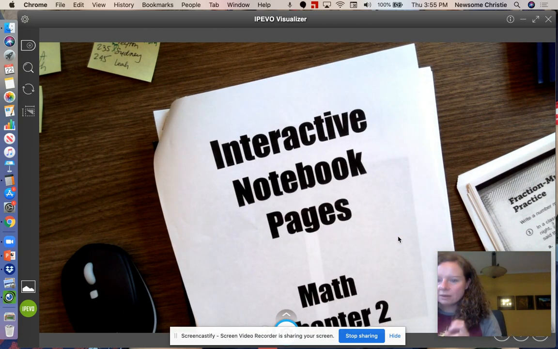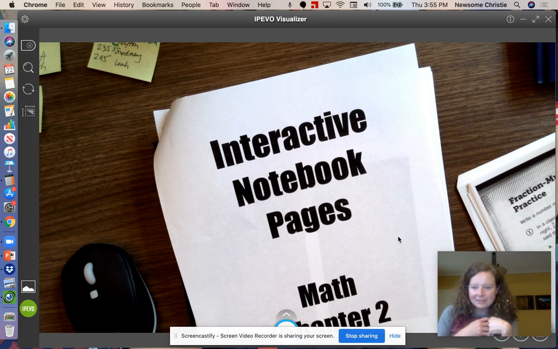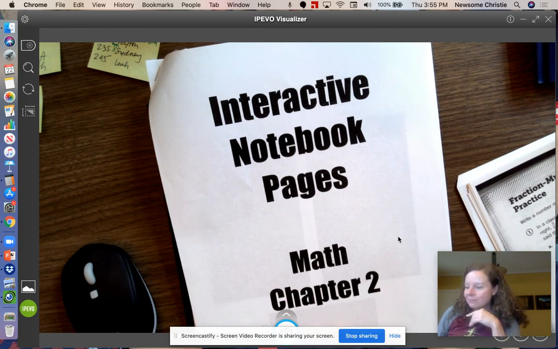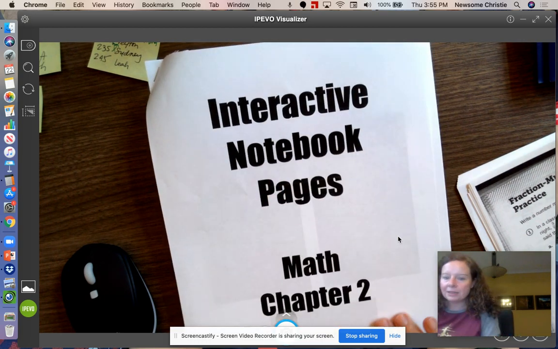So we are going to start multiplying fractions today. And so we're going to talk about the standard algorithm for how to multiply fractions. And we're going to put a reference page in our notebook for how to do that. So we're going to go to interactive notebook pages.